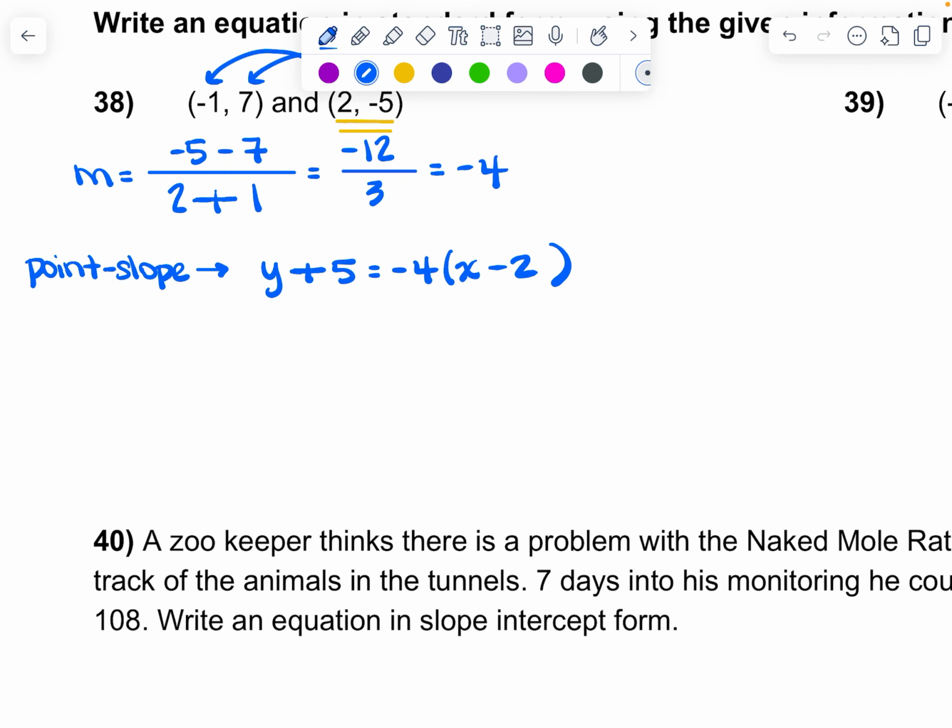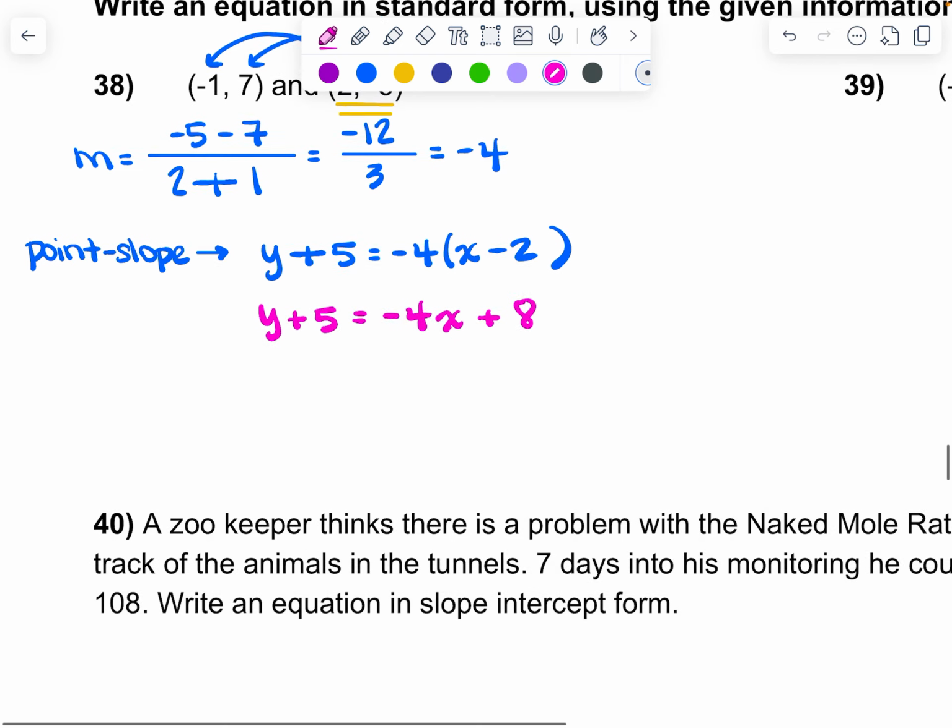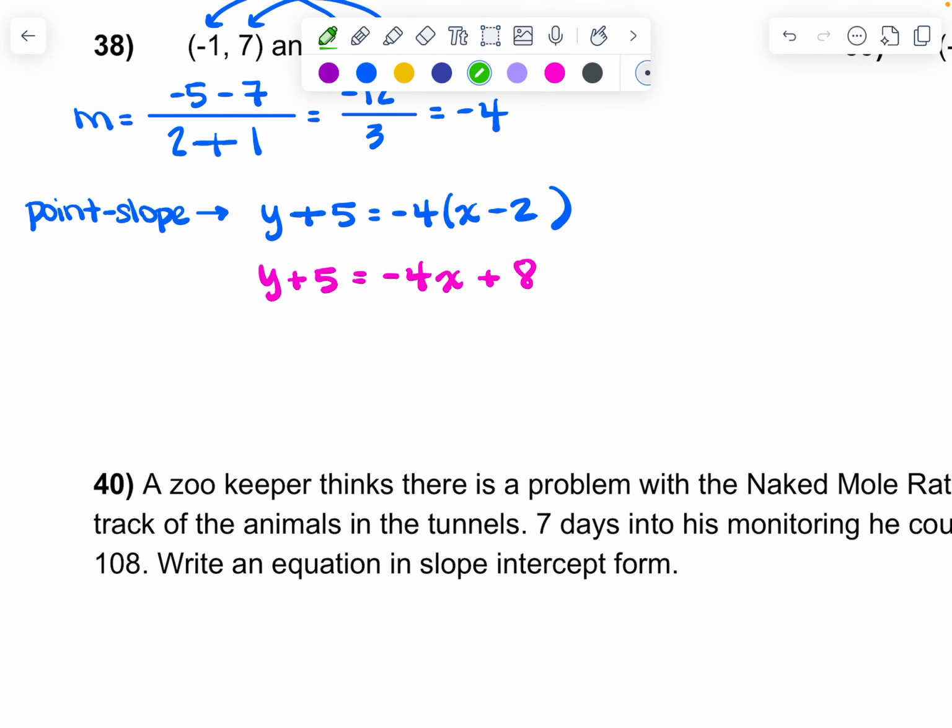All right, now we need to convert that basically into slope intercept form, right? So we're going to distribute. So y plus 5 equals, we're distributing, negative 4x plus 8. All right, and then I'm going to go ahead and subtract this 5 over. So we're going to get y equals negative 4x plus 3. So that is slope intercept form.